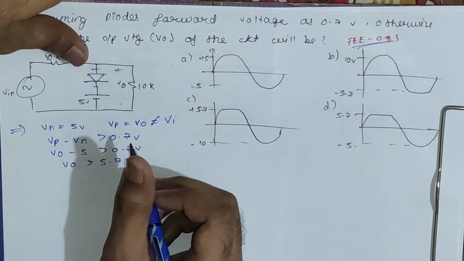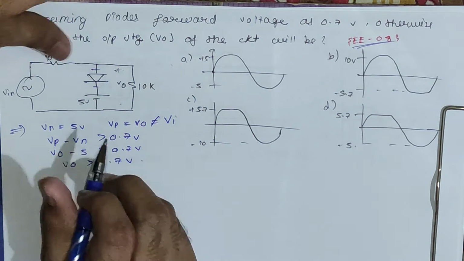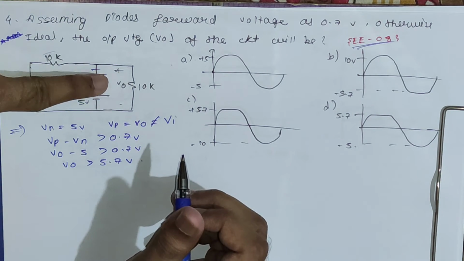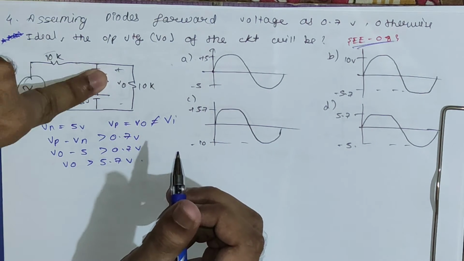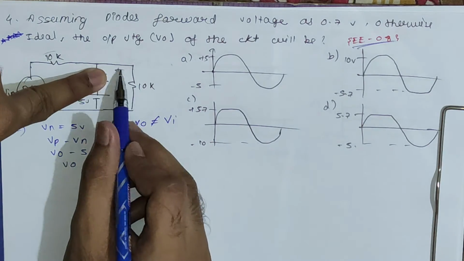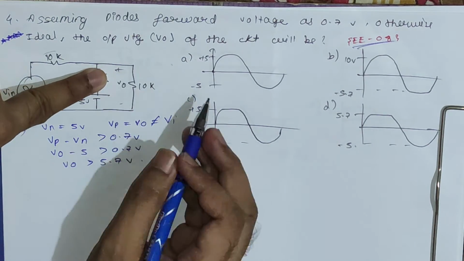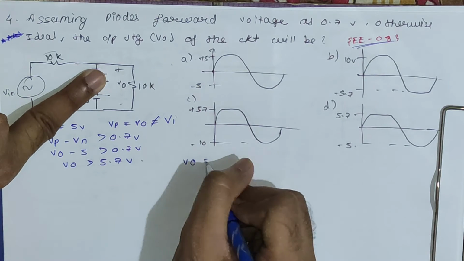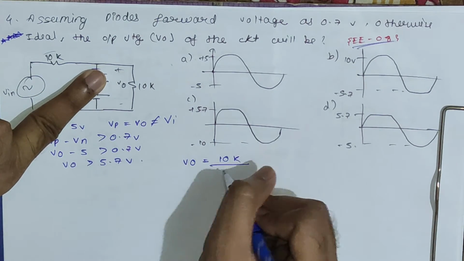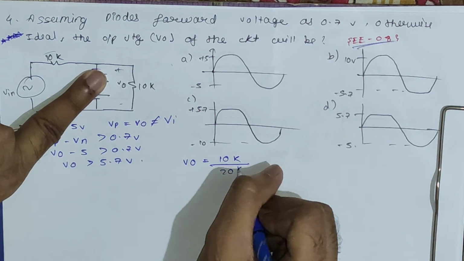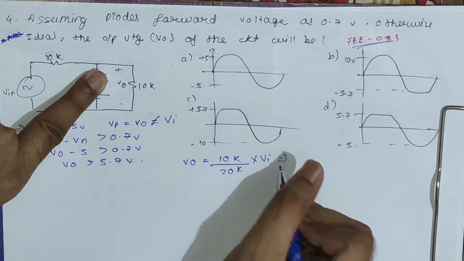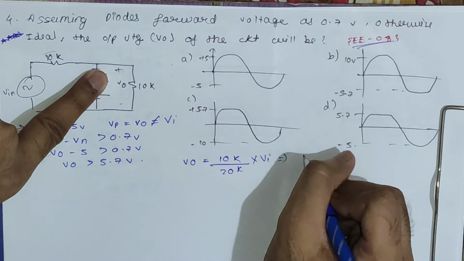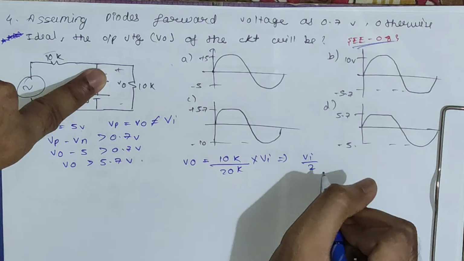Now let's find the relation between VO and VI. For the condition when this diode is off, you can see the voltage across this resistor is nothing but VO. So we can say VO is nothing but 10k upon 10k plus 10k, which is 20k, into VI. I'll just use the voltage divider. We get VO is equal to VI by 2.